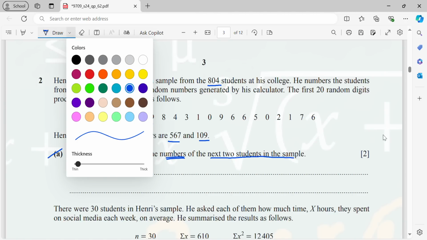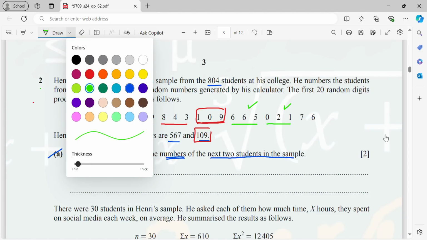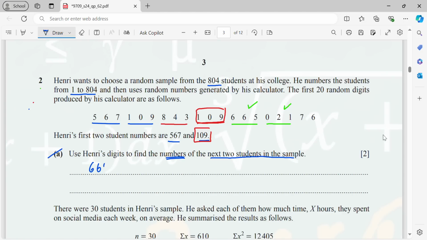Supposedly after these two, I just continue. It's 4, 3, and then 109. But this 109 is a repetition of the second number. Therefore, these whole 6 numbers are not chosen. We have to continue with the next 6 numbers, choosing 3-digit numbers instead of the previous 2-digit numbers, because the 109 is repeating. So now my 2 numbers will be 665 and 021.